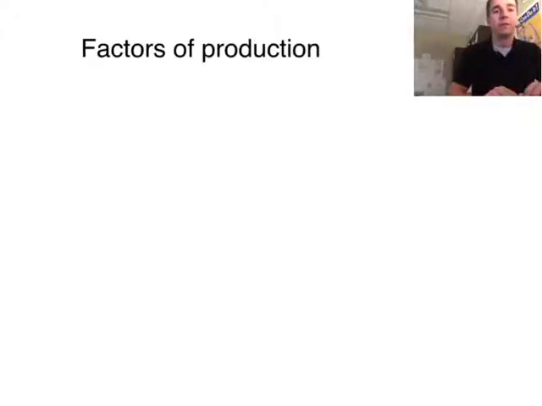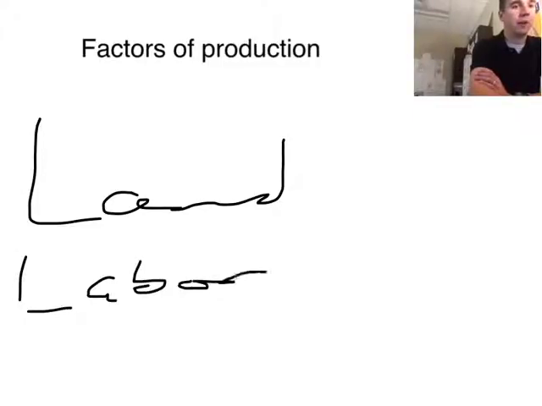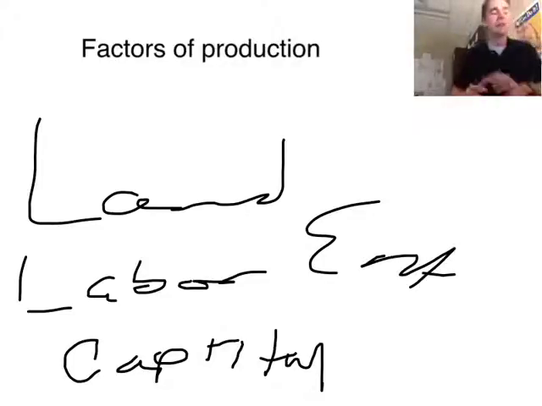So there are four different factors of production that you need to be familiar with. The first one is land. The second one is labor. The third one is capital, and the last one, I'm not going to spell it out, is entrepreneurship. All right, so your four factors of production are land, labor, capital, and entrepreneurship.